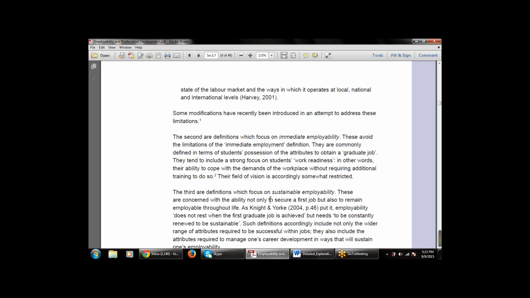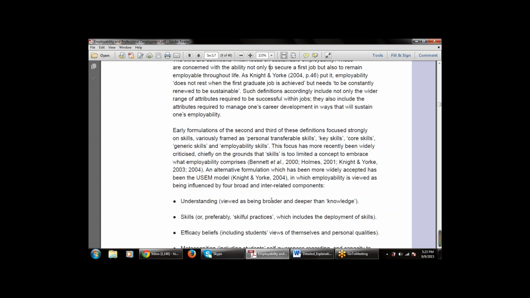That is, one's employability can be achieved with the immediate employability or the sustainable employability. So sustainable means employability that is sustained, or that is for the long term. That is sustainable employability.